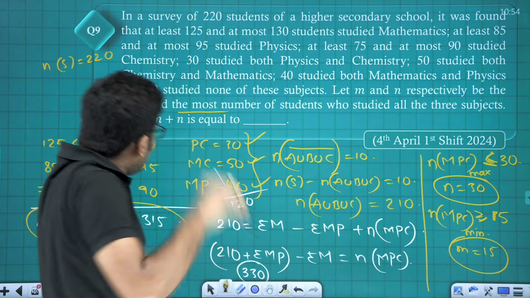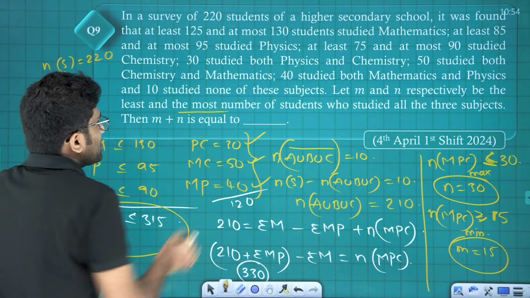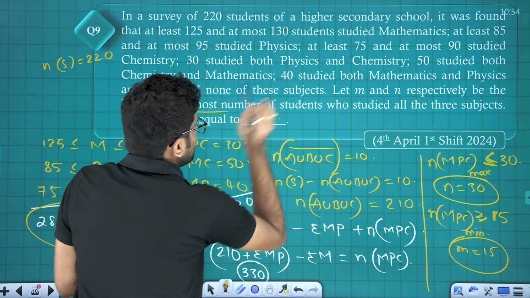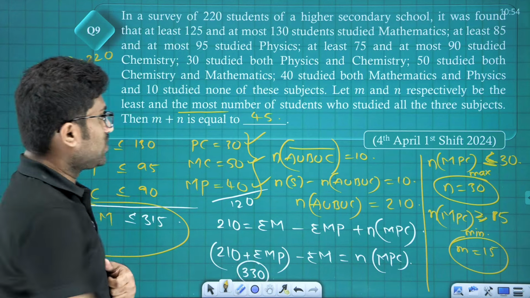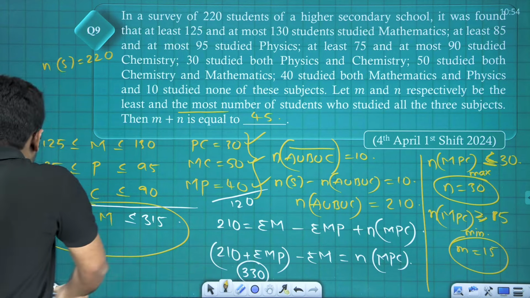M is 15, N is 30, then they are asking us to find the M plus N value, that is 30 plus 15, 45 is the answer. Clear? This was asked in 2024, 4th April, first shift. Next question, friends.